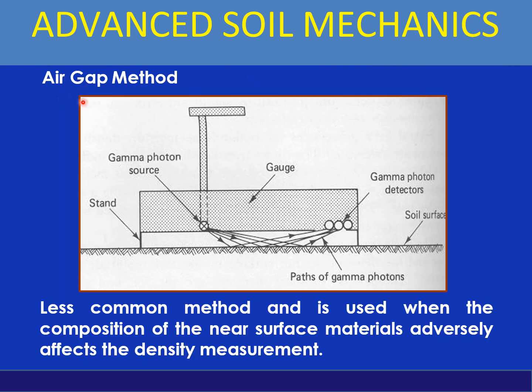And this is the air gap method. You can see that the air is there between this equipment and the surface. It is a less common method and is used when the composition of the near surface material adversely affects the density measurement. So this is the schematic diagram for the air gap method.